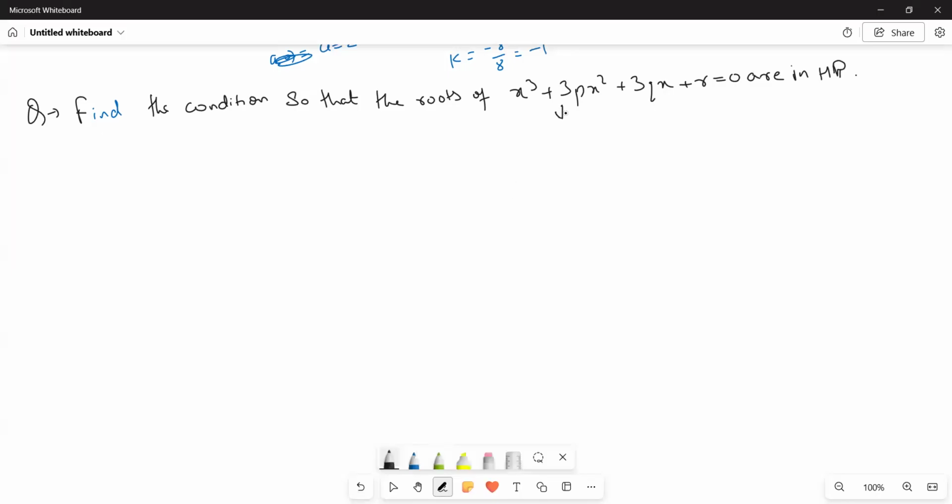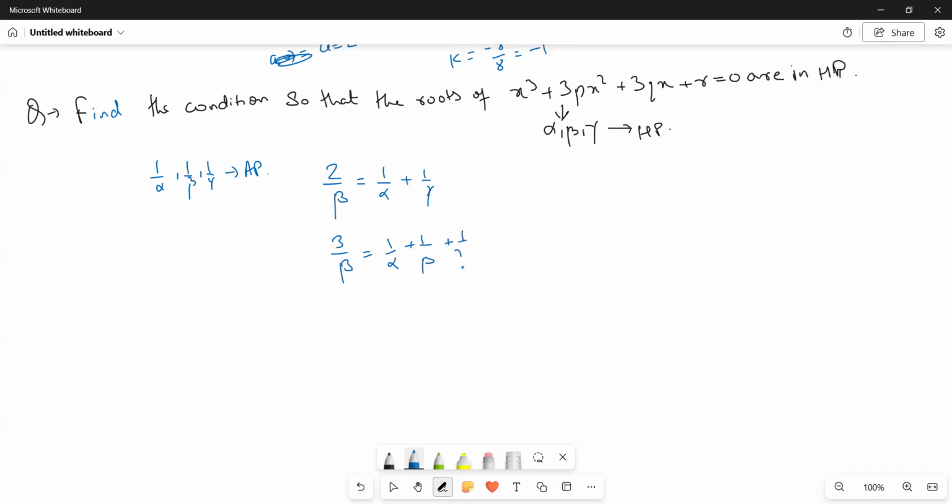So let's say the roots of this cubic are alpha, beta, gamma, and alpha, beta, gamma, according to the question, are in HP. Okay. So that will imply 1 by alpha, 1 by beta, 1 by gamma are in AP. So that tells us 2 by beta would be 1 by alpha plus 1 by gamma. अच्छा, दोनों साइड 1 by beta ऐड कर दो, तो 3 by beta would be 1 by alpha plus 1 by beta plus 1 by gamma.